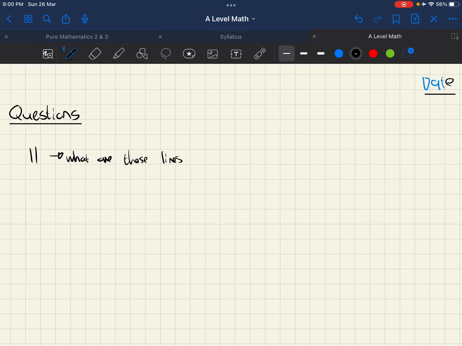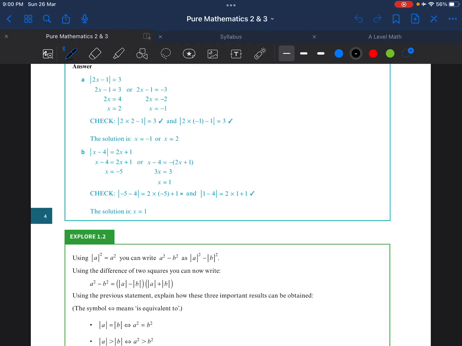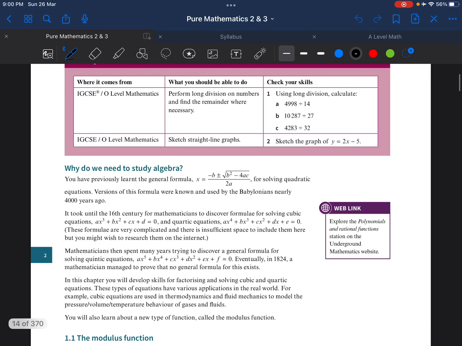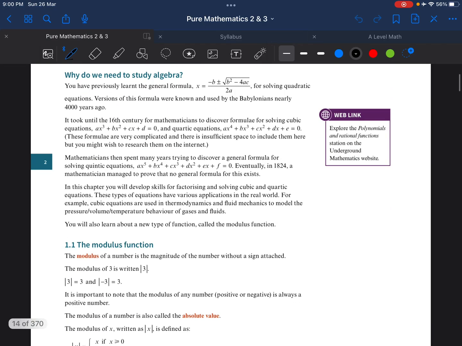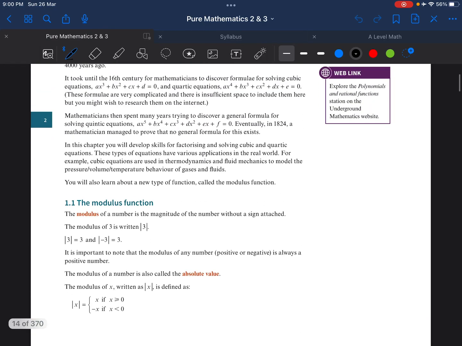Maybe you can just make a little note and say, I need to revise equations and inequalities. Just small little notes like that while reading through the syllabus. What we did here, all of that, I want you to do with everything from page 1 to 8.